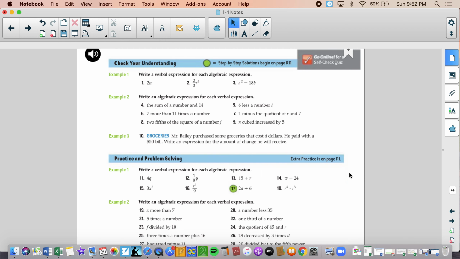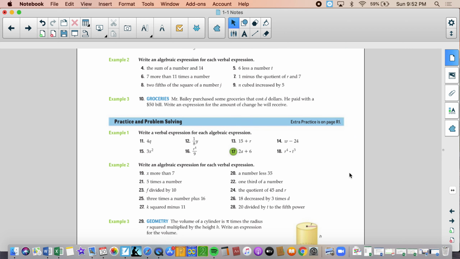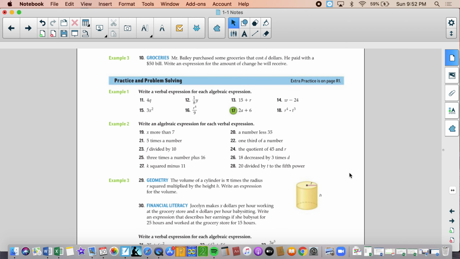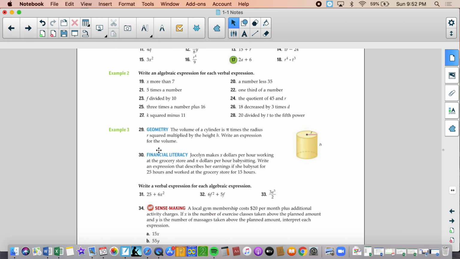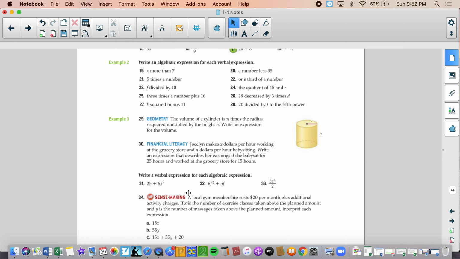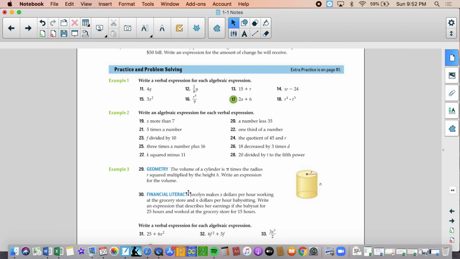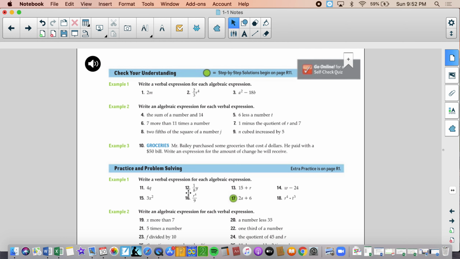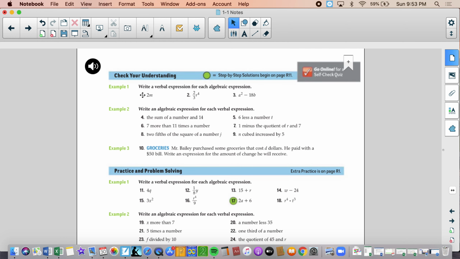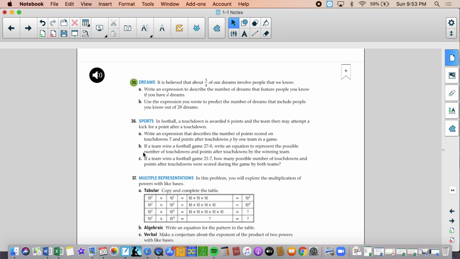Here are homework problems that you can also do, additional problems. Now these are problems that should be familiar, and these are the questions that we just went over. Similar questions. Write a verbal expression, write an algebraic expression, and then convert these into verbal expressions. So these are examples that you will have to check your understanding. So you should be able to do problems 1 through 10. That will be a good measure of whether you know what you're doing.